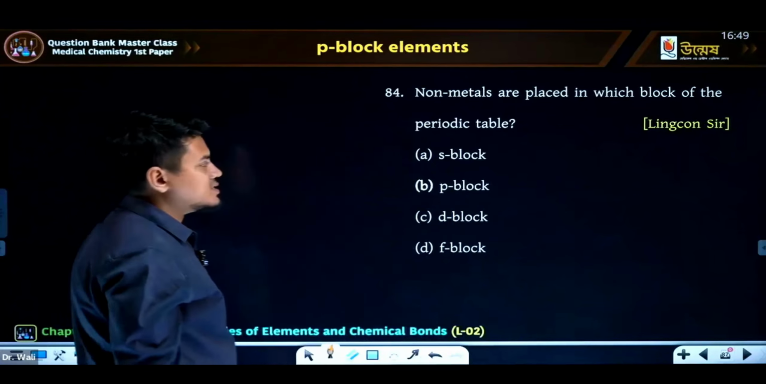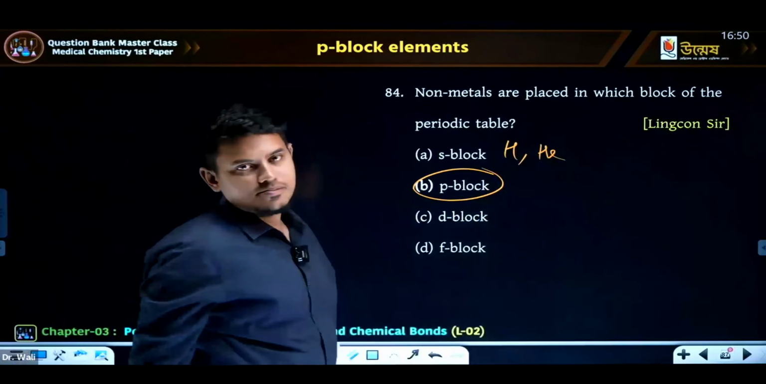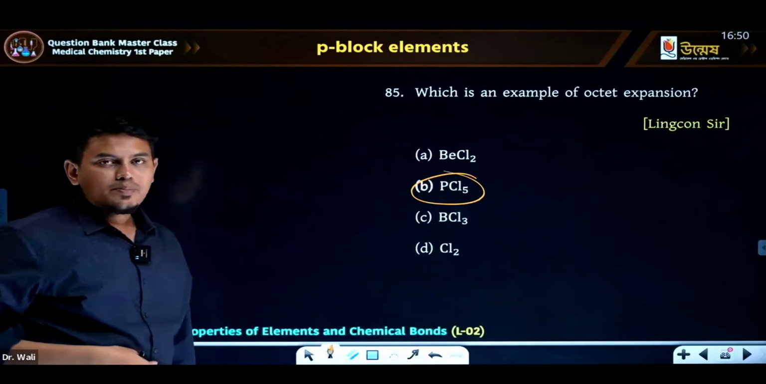Nonmetals are placed in which block of the periodic table? Certainly p block. And also 2 nonmetals are placed in s block, which are hydrogen and helium. Which is an example of octet expansion? Certainly phosphorus pentachloride. Phosphorus trichloride is normal, but phosphorus pentachloride certainly expands its octet.